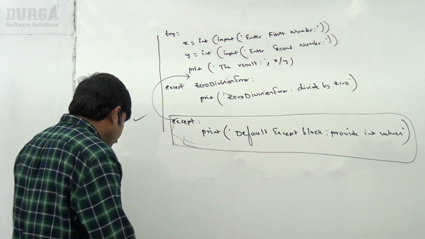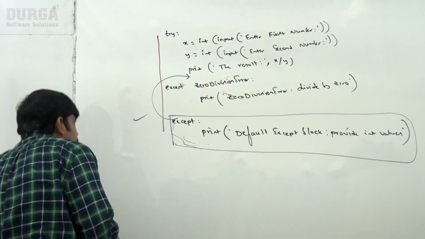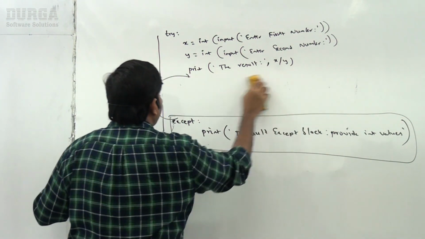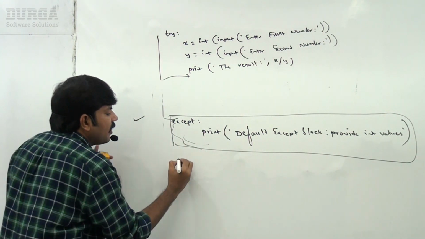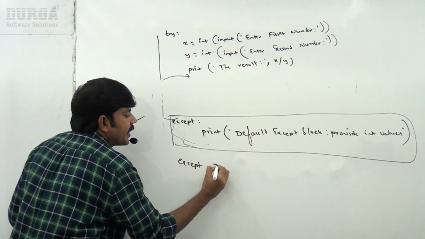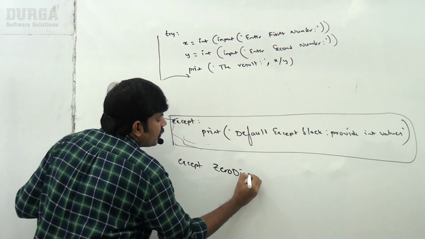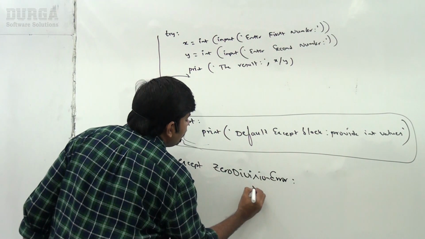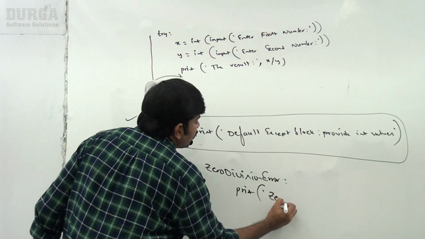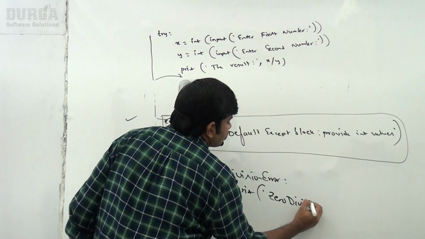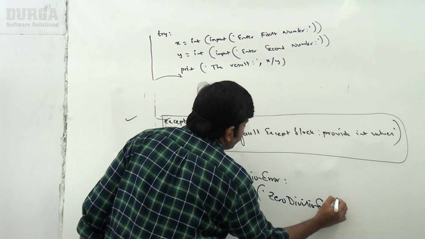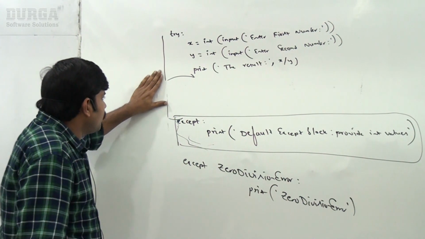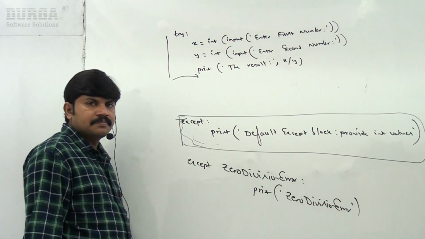Suppose I take the default except block at the beginning, and then I take ZeroDivisionError second: except ZeroDivisionError, print ZeroDivisionError. Can you please confirm, is this valid or not?